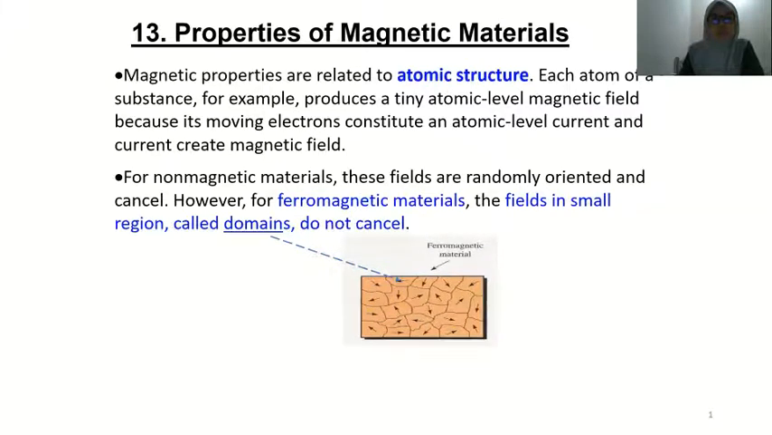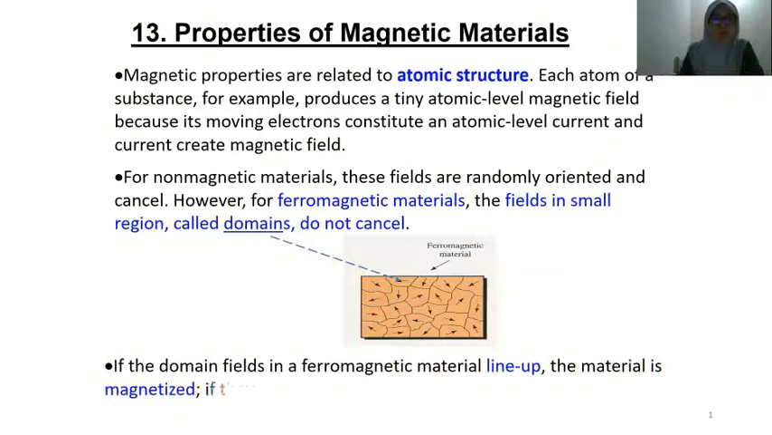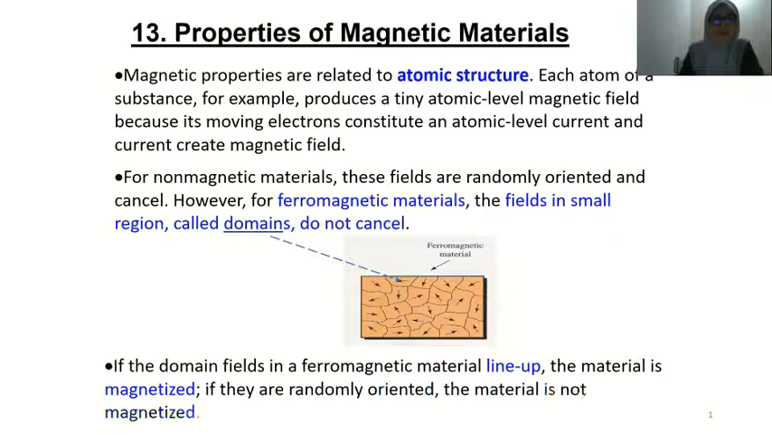However, for the ferromagnetic materials, the fields in small regions, called domains, cannot be cancelled. If you refer to this, these are the domains. The ferromagnetic regions cannot be cancelled. If the domain fields of the ferromagnetics line up, the material is magnetized. If they are randomly oriented, the material is not magnetized.